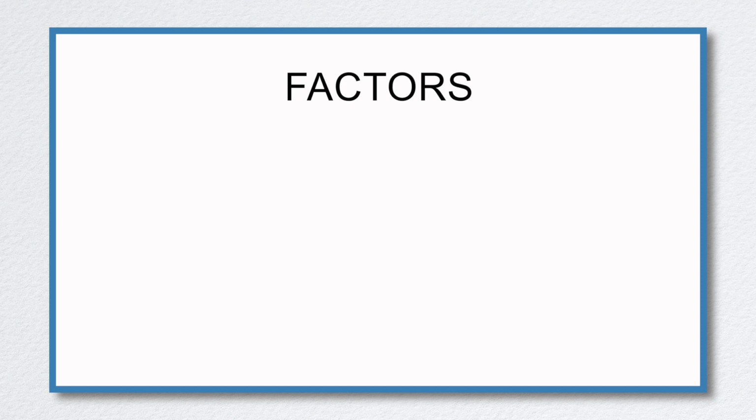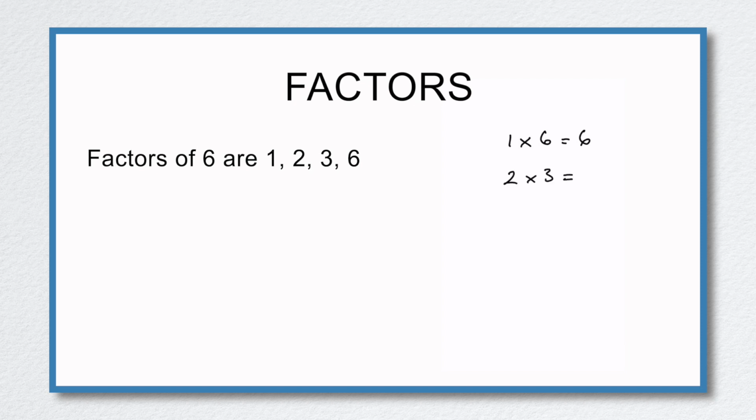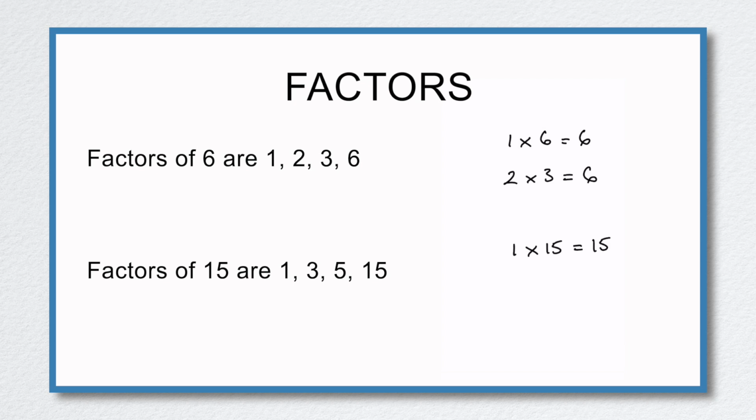The factors of a number are all the numbers that divide exactly into that number. So, for example, the factors of 6 are 1, 2, 3, and 6. And this is because 1 multiplied by 6 is equal to 6, and 2 multiplied by 3 is equal to 6. The factors of 15 are 1, 3, 5, and 15. And this is because 1 multiplied by 15 is equal to 15, and 3 multiplied by 5 is equal to 15.